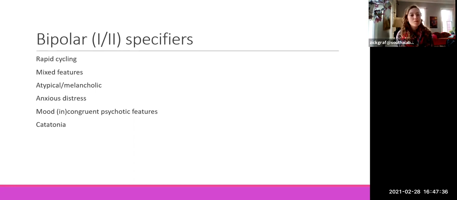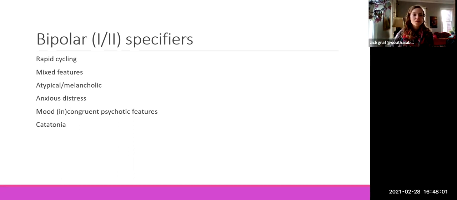Someone with mood congruent manic symptoms basically is really grandiose. They think that they are the best thing ever. They wildly overestimate their abilities. They might even go so far as to think that they have superpowers or that they're the president. These are called grandiose delusions. Or they might have hallucinations with really positive, happy content.